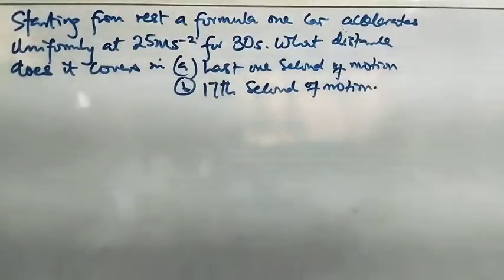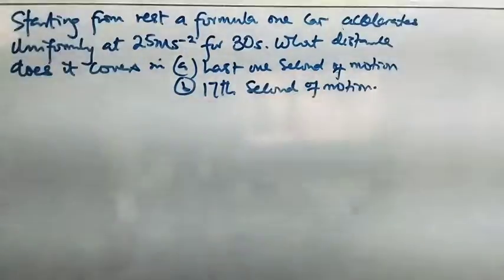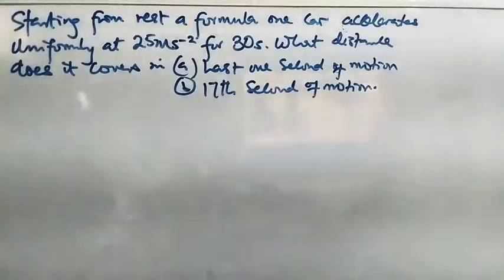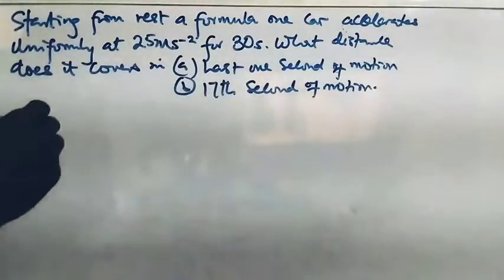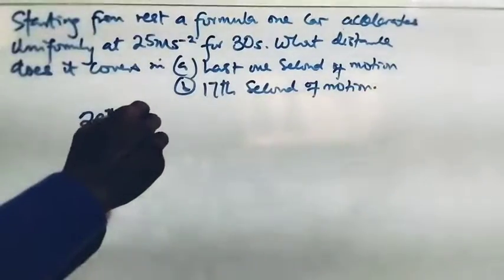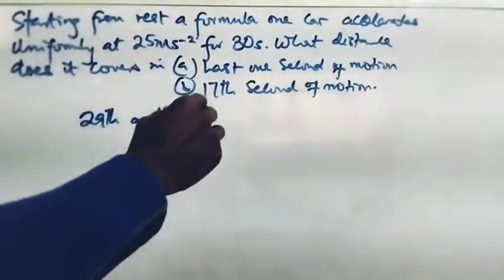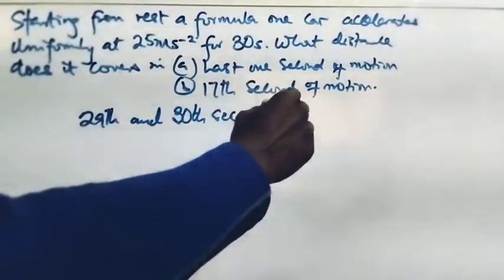First of all, you need to understand that this last 1 second of motion doesn't mean 1 second as per the time, but it tells you the interval between the 29th and the 30th second of the motion.